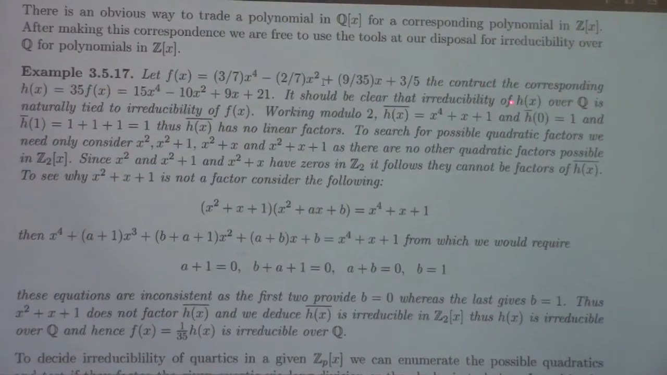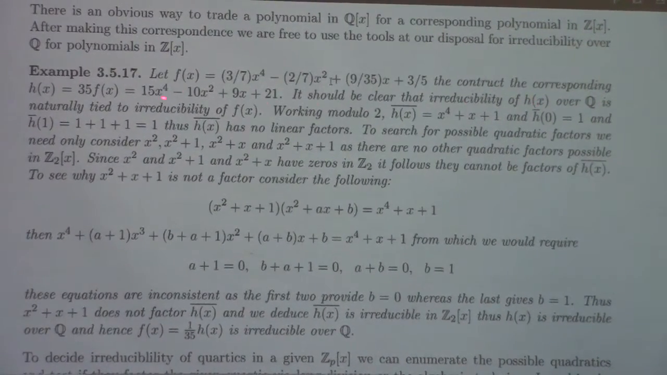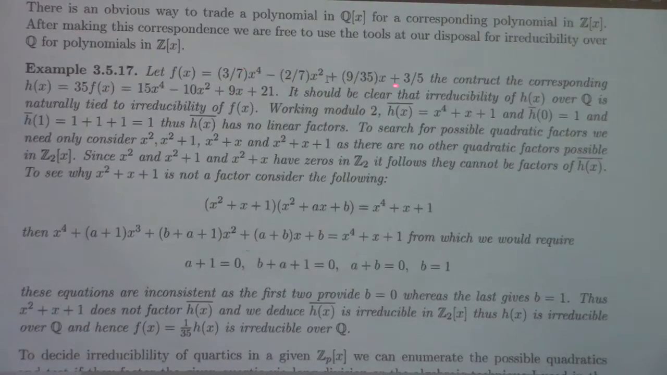So the irreducibility, I think you guys can agree with me: if this can be reduced, then so can that, and vice versa. If you take a rational polynomial and multiply it by a non-zero number, and the resulting polynomial is reducible, then the original rational polynomial is reducible, and vice versa.